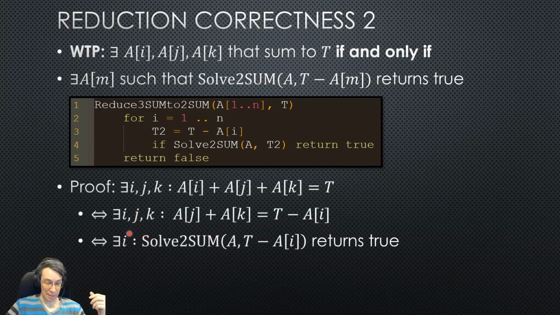And for the opposite direction, if there exist i, j, k such that you have these two values that sum to t - a[i], then there will be an i that will cause solve2sum(t - a[i]) to return true. Okay, so hopefully that makes sense.